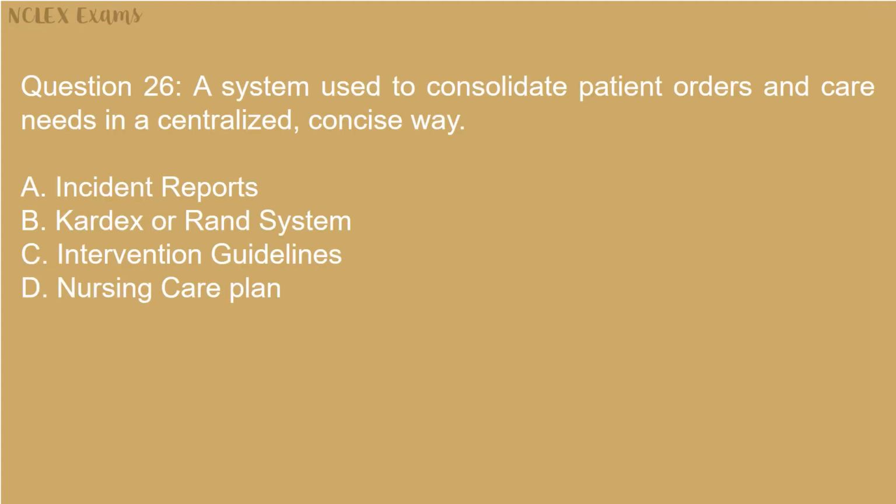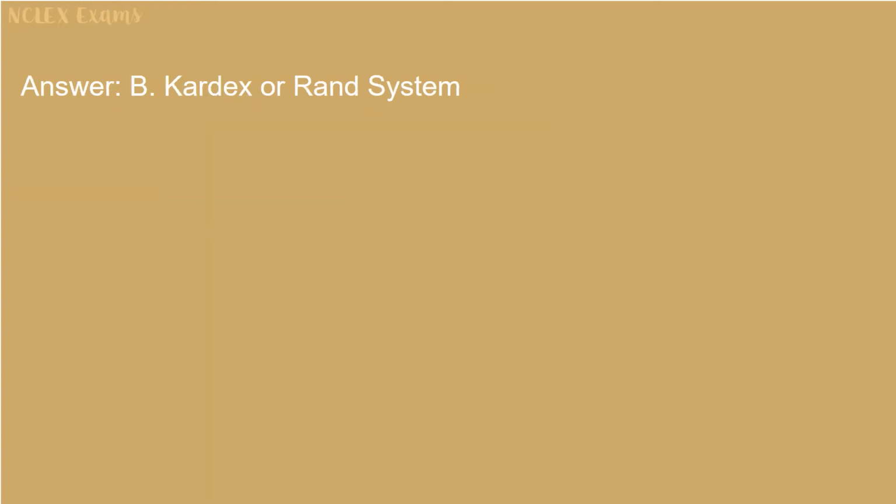Question 26. A system used to consolidate patient orders and care needs in a centralized, concise way. A. Incident reports. B. Cardex or RAND system. C. Intervention guidelines. D. Nursing care plan. Answer: B. Cardex or RAND system.